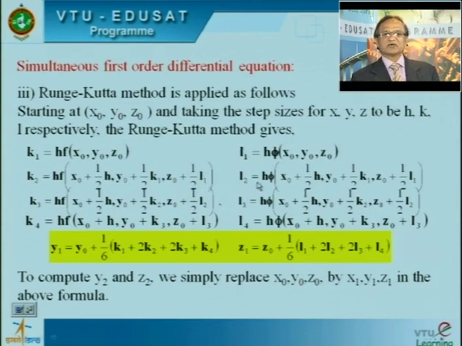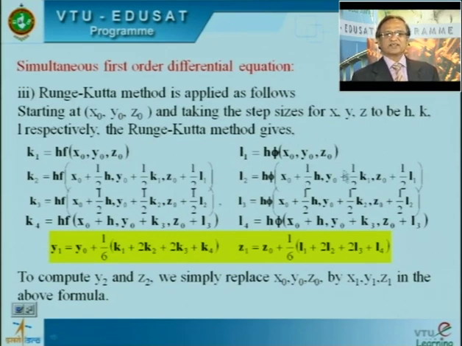And similarly, I can calculate L2 using this formula. So, K3 can be calculated, L3 can be calculated, K4 and L4 using all these formulas. Now, I want to use all these values in the formula. Y1 is equal to y naught plus 1 by 6 times of K1 plus K2 plus 2 times of K3 plus K4. It means you can take the average of all the slopes.